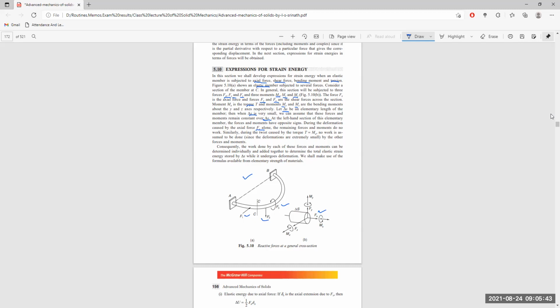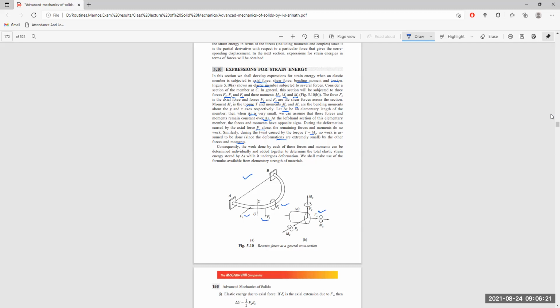So we are dealing with the twist by the torque Mx, and no other work is assumed to be done, as the deformations are extremely small under other forces and torques. The deformation is very small, and the part over which the deformation takes place is infinitesimally small. So only one force is along the x-axis, and one moment Tx is working along the x-axis itself, and this Tx is creating the bending moment. The others are not doing any work.